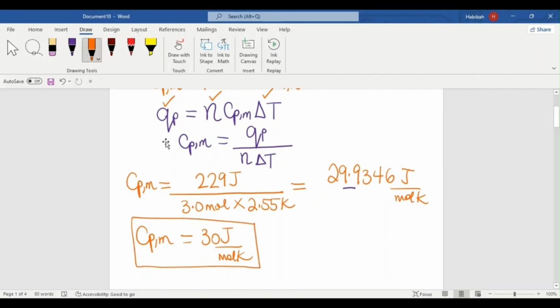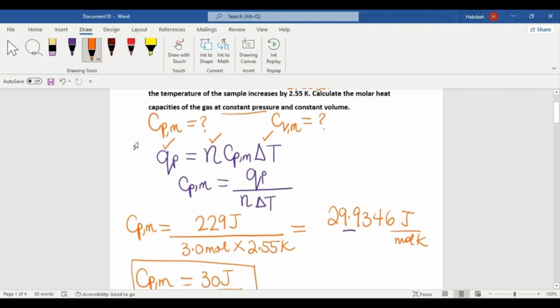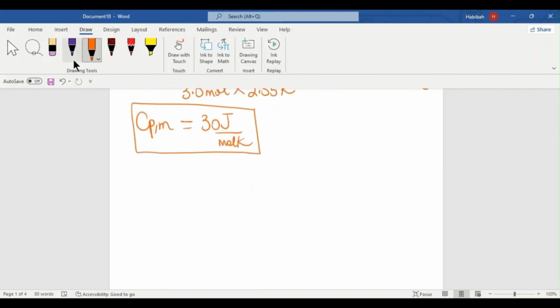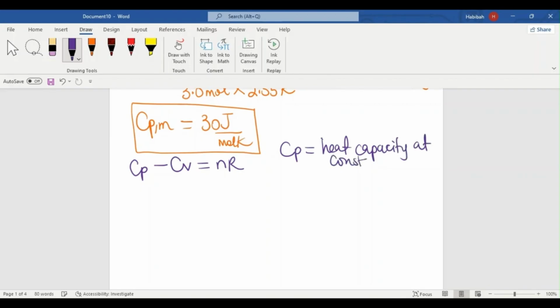Now you may be thinking, how do we solve the molar heat capacity at constant volume? Because we're given that as well. But the good thing is that there is a formula that works for this perfectly. This formula is CP minus CV equals NR, where CP is the heat capacity at constant pressure, as well as CV is the heat capacity at constant volume. So these are the two.